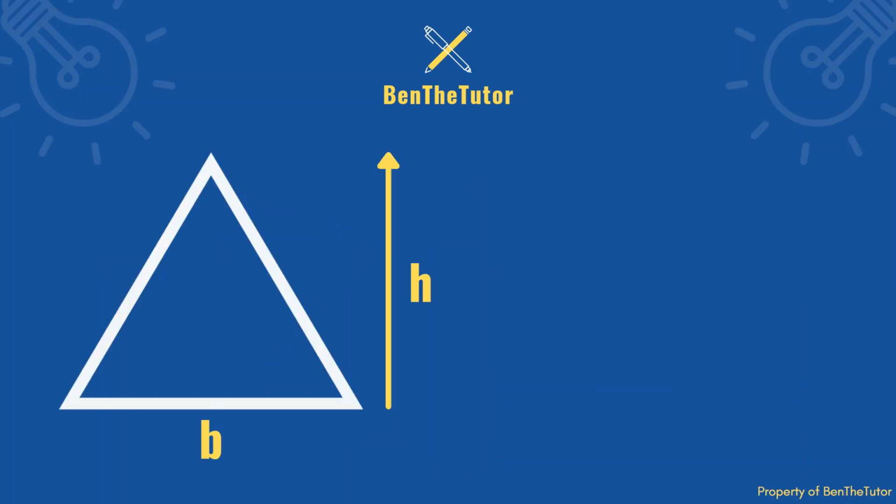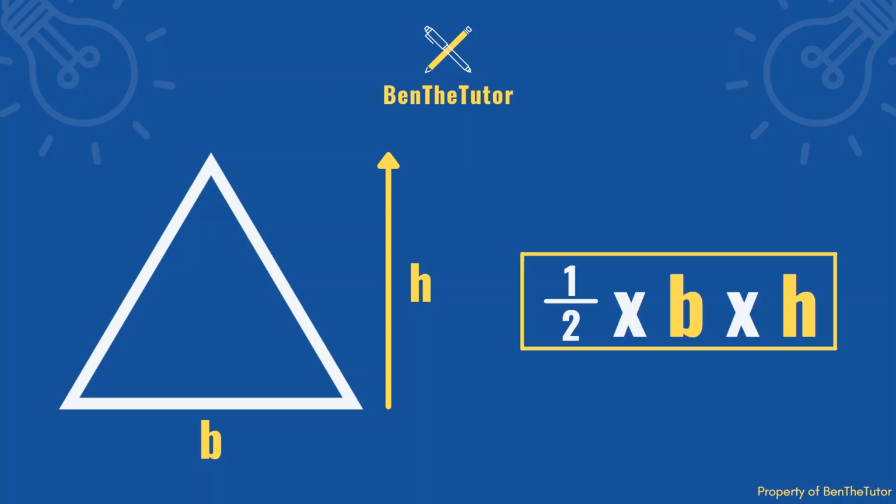Okay, so the actual formula itself is linked to the base and the height, and we say the area of a triangle is equal to half multiplied by the base multiplied by the height.